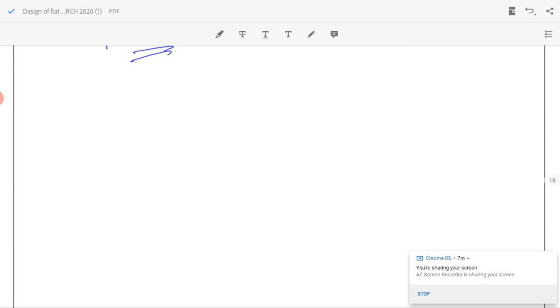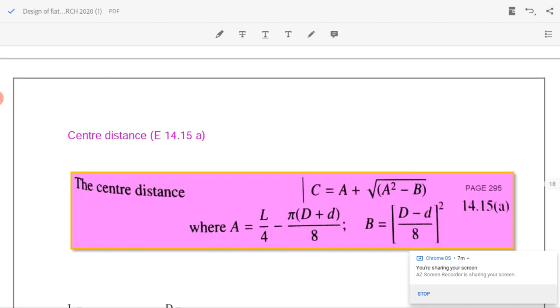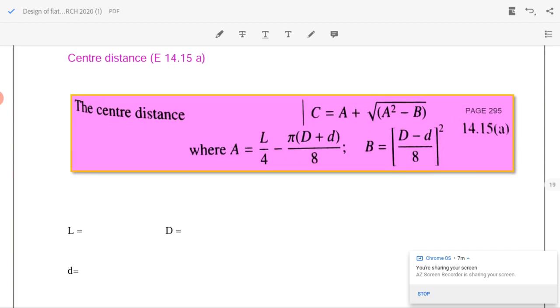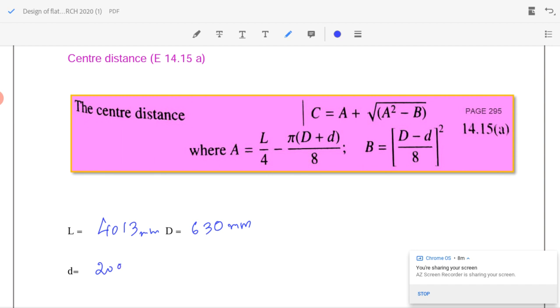After finding the length, now we can find the actual center to center distance. In this equation, actual center to center distance C equal to A plus root of A square minus B, where these values are already known. L equal to standard value, which is 4013 mm, capital D equal to 630 mm, and small d equal to 200 mm, all standard values.